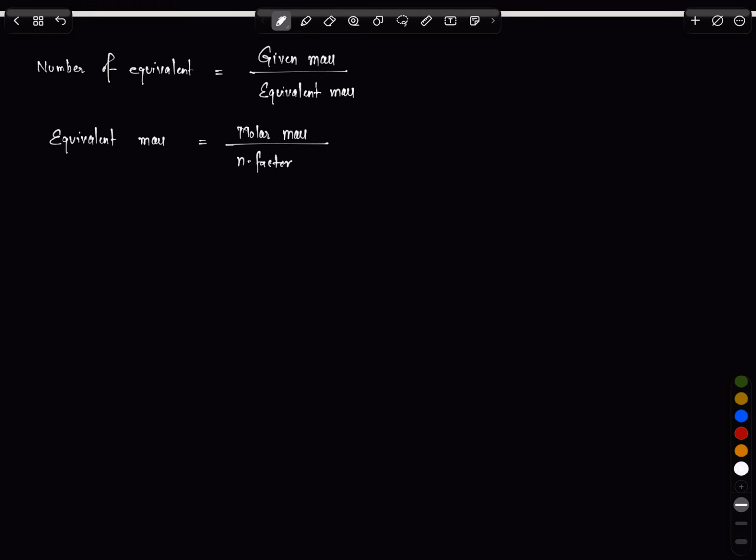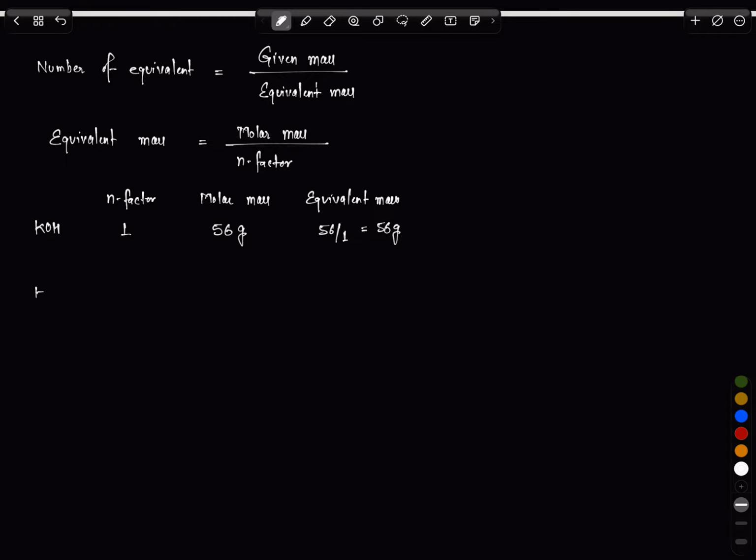So let's take a few examples. Suppose let's take KOH. It's a base, and for a base, n factor is the number of replaceable OH minus. So here the n factor is 1. Molar mass for KOH is 39 plus 16 plus 1, that is nothing but 56 gram. And equivalent mass, that is molar mass upon n factor, that will be 56 upon 1, that is again 56 gram.